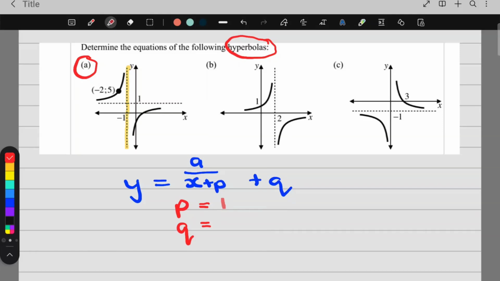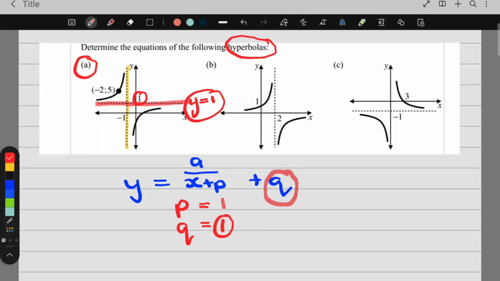And this Q refers to the horizontal asymptote, so this one over here. And that line is called, if you can see here, this is 1 at the moment. So this line is called y is equal to 1. So the value of Q is 1. And if it's a positive on the graph, it stays a positive.